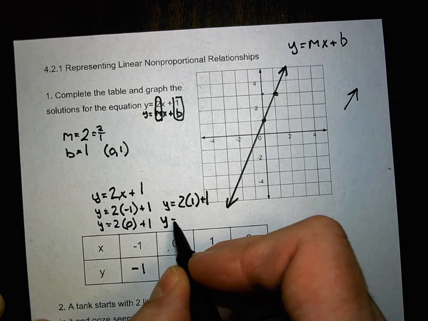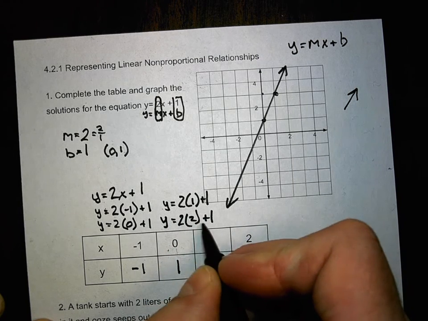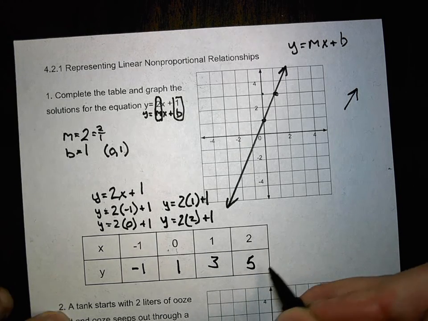So y equals 2 times 2 plus 1. What's 2 times 2? 4. Plus 1? 5. And it rises 2 every time, right?